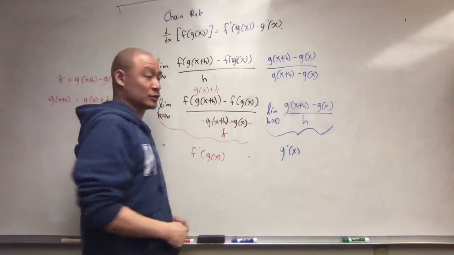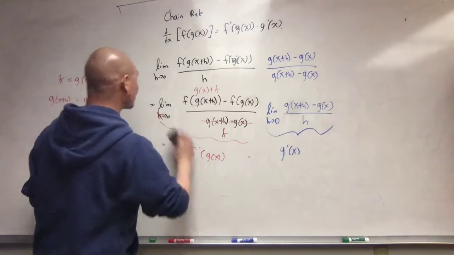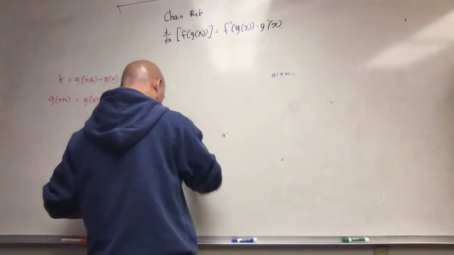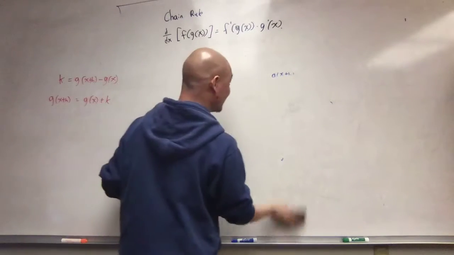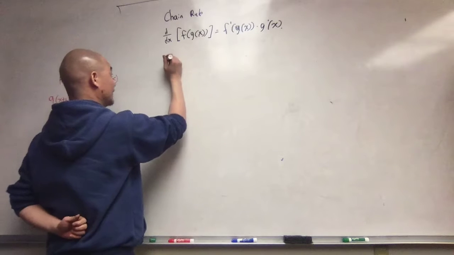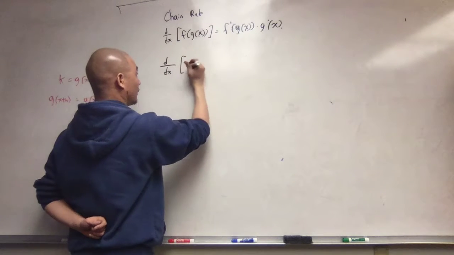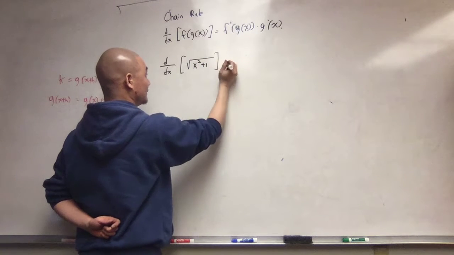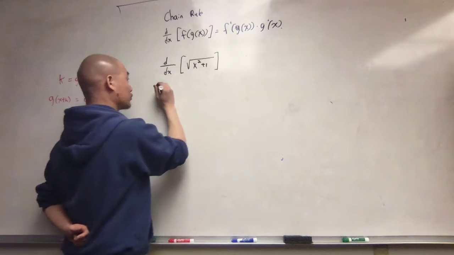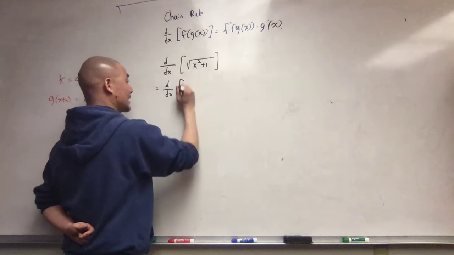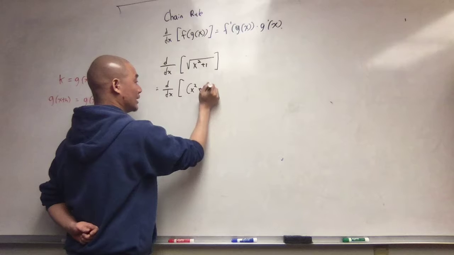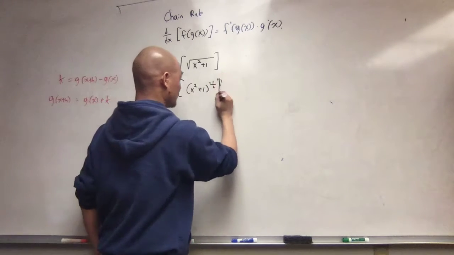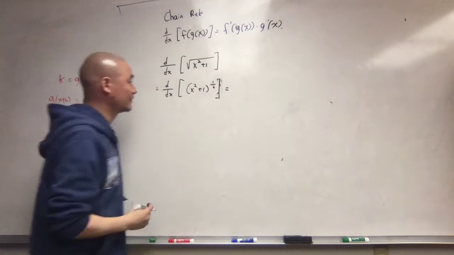All right. So to see this in practice, let's ask ourselves, what is the derivative of the square root of x squared plus 1? Well, we first probably want to note that that is x squared plus 1 to the 1/2.